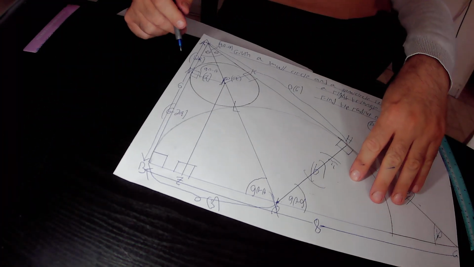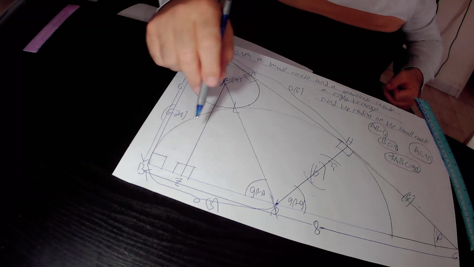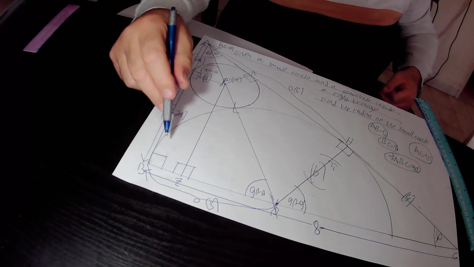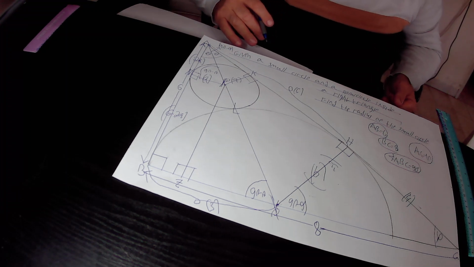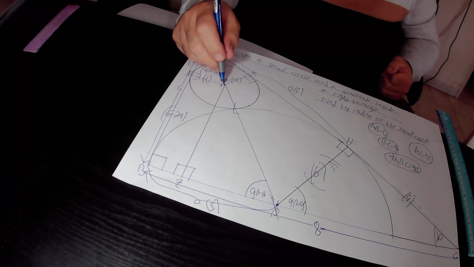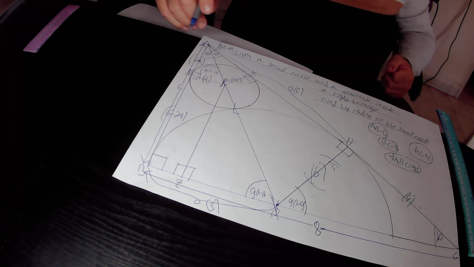By doing this construction, we can detect quadrilateral NPBZ. Inside quadrilateral NPBZ, we have 1, 2, 3 right angles. The sum of 3 right angles is 270 degrees, so 270 degrees plus the size of this fourth missing angle must equal 360 degrees, according to the rule that the sum of the angles in any quadrilateral is 360 degrees. Therefore, this fourth missing angle must be 90 degrees.